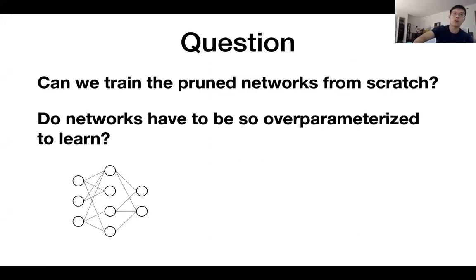So now we have the questions. Remember we have already pruned the neural nets, right? So now the neural net is much smaller than the original neural nets. So actually, can we train the pruned neural nets from scratch? From scratch means that we don't train the full neural nets first. We directly train the pruned neural networks, which are the smaller ones. Can we do that? And the other question is similar, a corollary of the first one: whether the networks have to be so over-parameterized to learn. So can a small network do the same thing as optimally as the original large over-parameterized model? So the answer to this question is kind of uncertain. It depends.